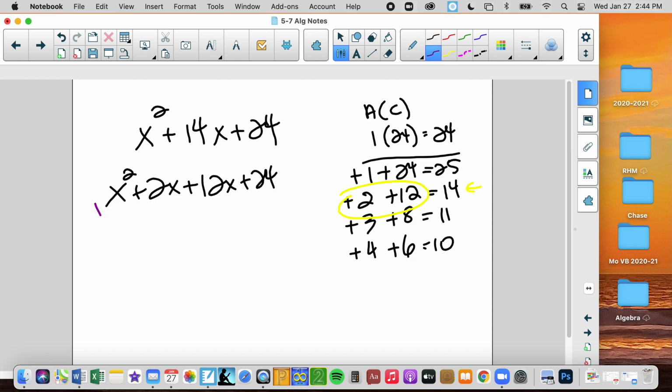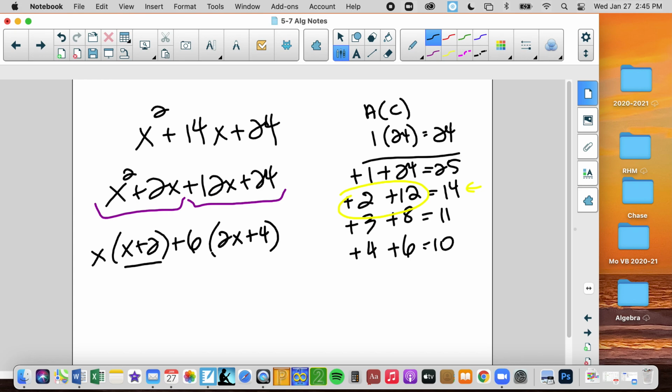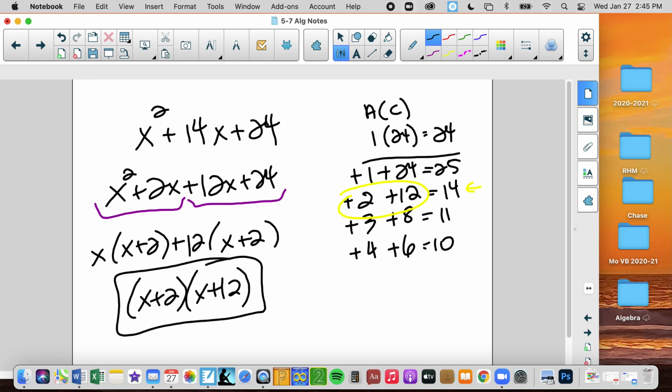Let's group. I'm going to group the first two and the second two. So I can factor out an x, that's x plus 2. Factor out a 12. If I take a 6, that's not the greatest common factor. I have to take out the GCF, which is 12. And if I took out a 6, I'd get 2x plus 4. I would know that I didn't do it right because those are not the same. They have to be the same. So I know that 6 is not my GCF. So 12 is my GCF, and that's x plus 2. What's inside the parentheses is the same. And then that leaves me with x plus 12, and that would be my answer.